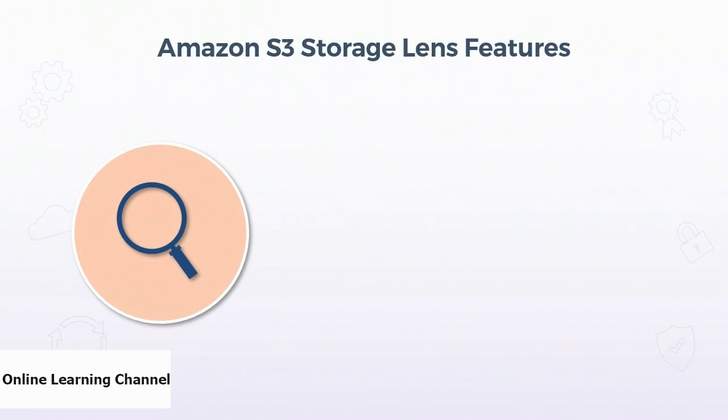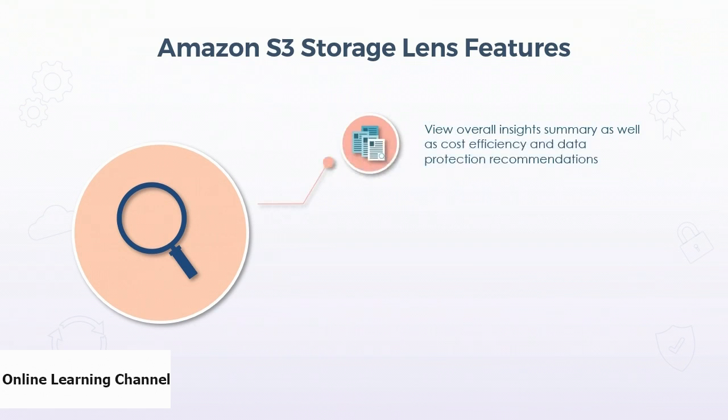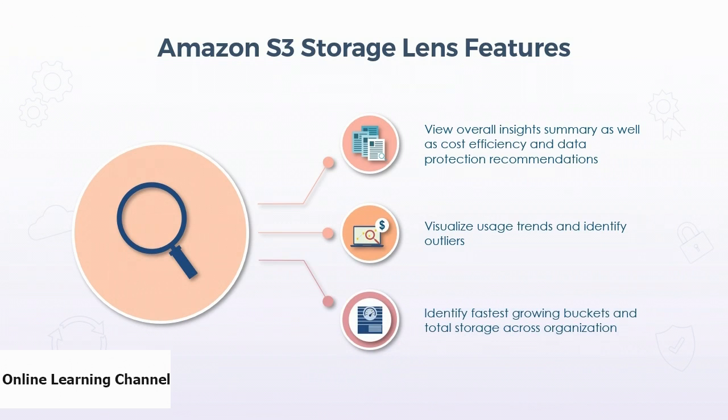Let us look at some of the S3 Storage Lens features. S3 has a console interface with interactive dashboards that have pre-configured views based on the intended use cases. For example, you can see an overall insight summary or view cost efficiency and data protection improvement recommendations. The Storage Lens dashboard can also be used to visualize usage trends and to identify any outliers. An example use for S3 Storage Lens would be to identify the buckets that are growing the fastest or to identify total storage across an organization. A user can download or export metrics in a CSV format to an S3 bucket for further investigation.